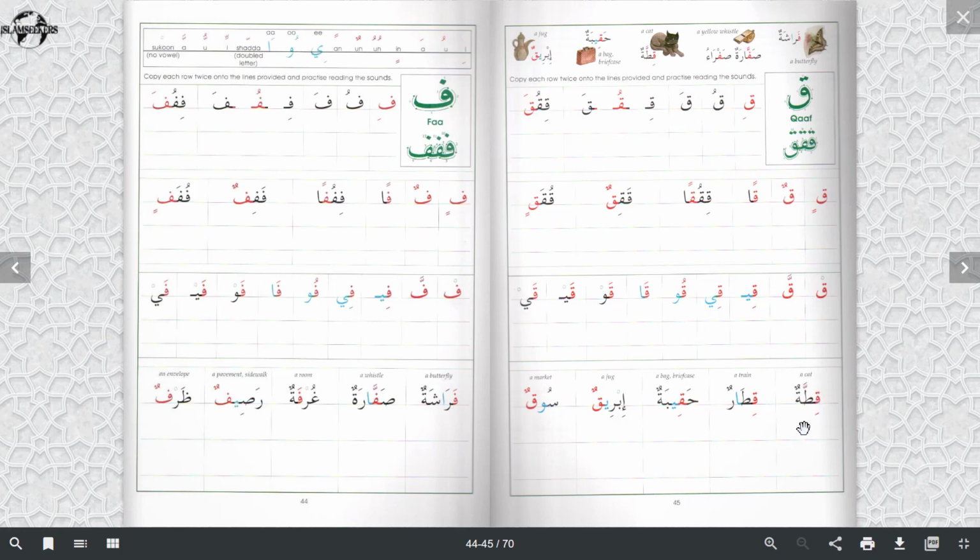Line 4. Listen to and repeat the Arabic words. A cat. Qittatun. A train. Qitarun. A bag or briefcase. Haqibatun. A jug. Ibriqun. A market. Suqun.